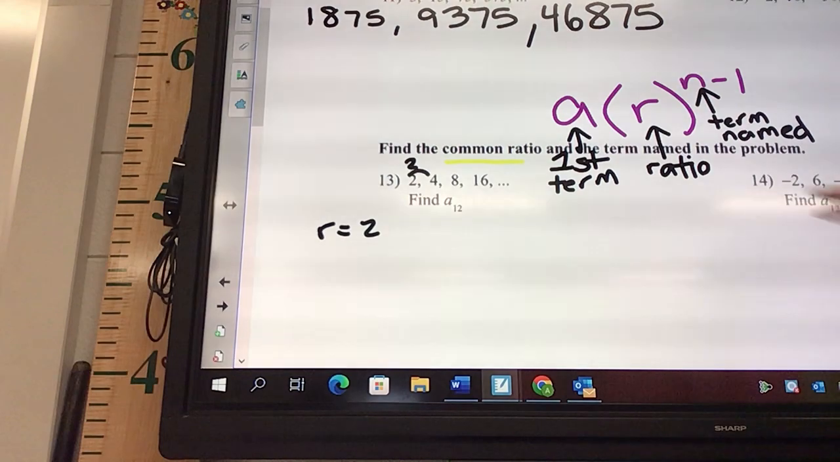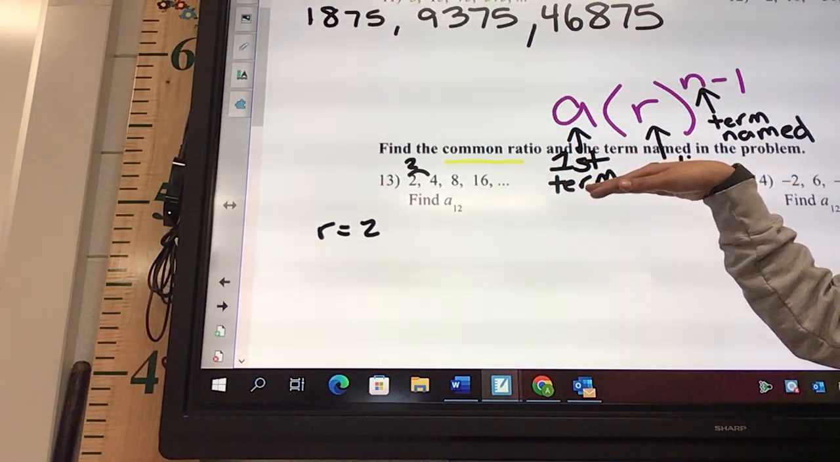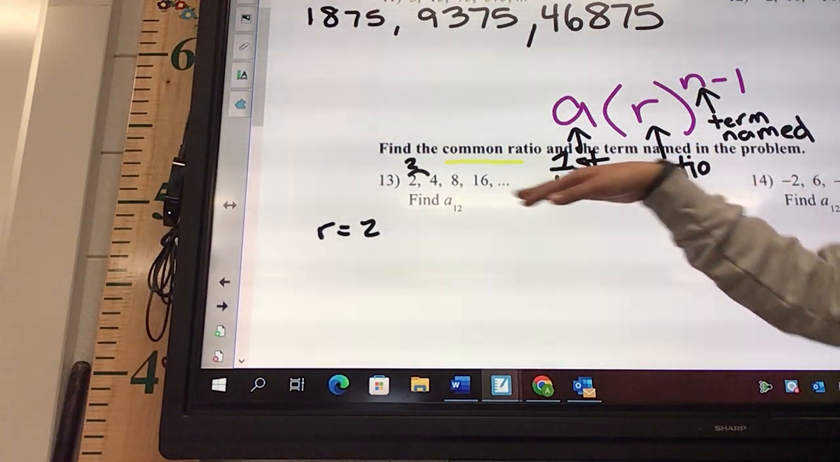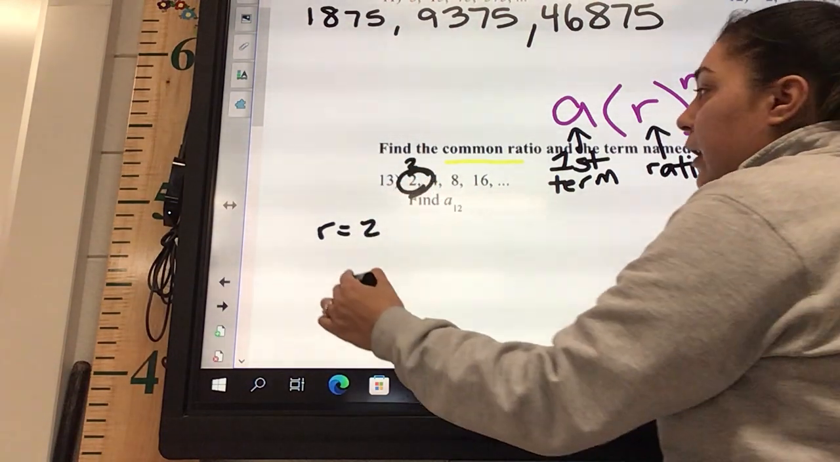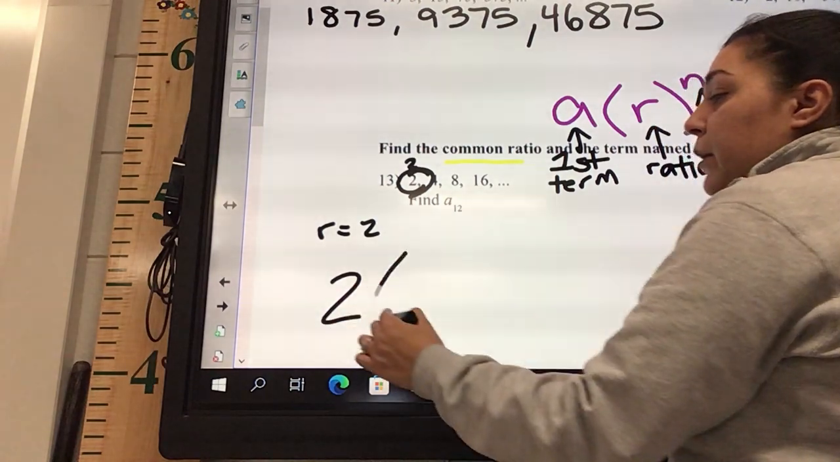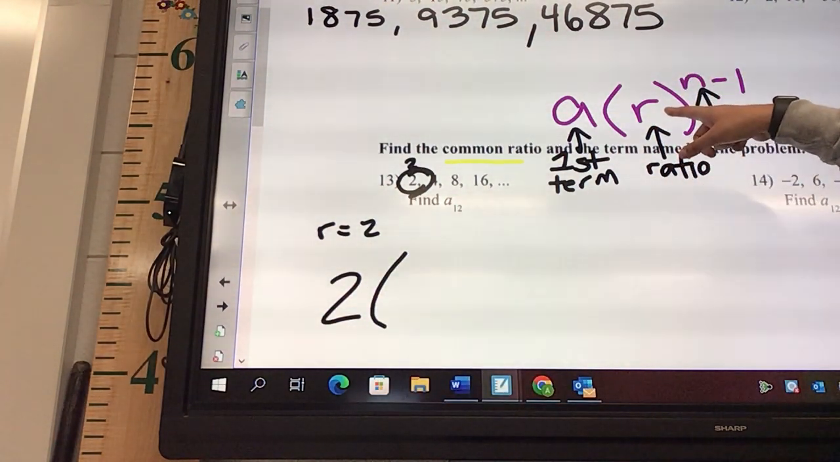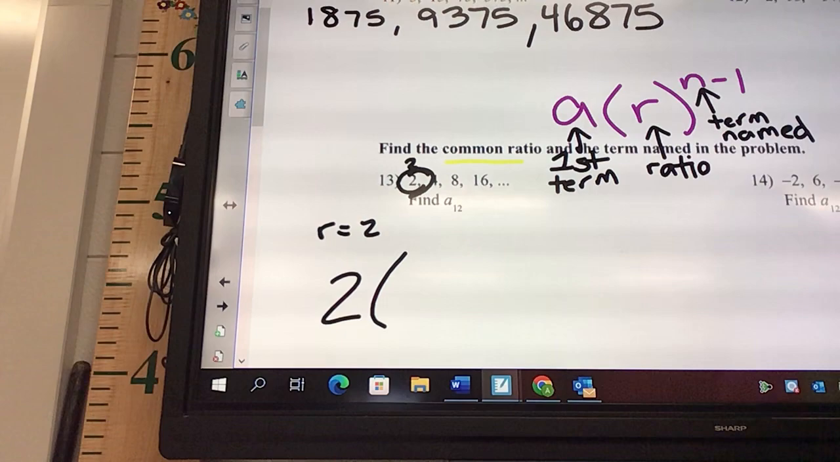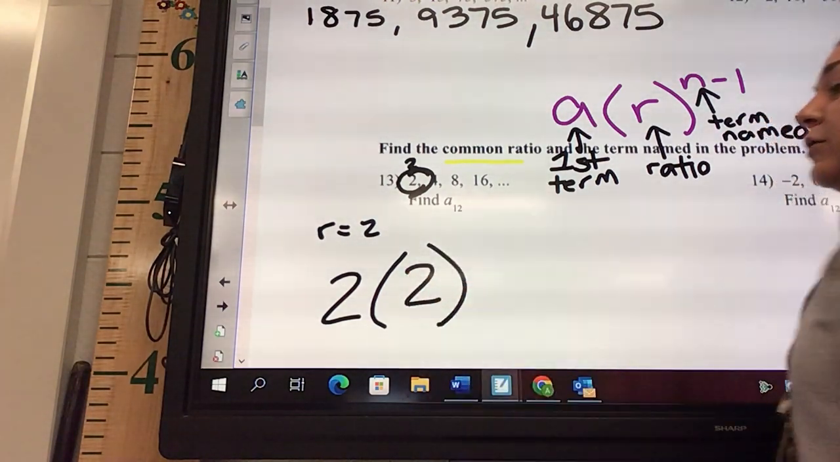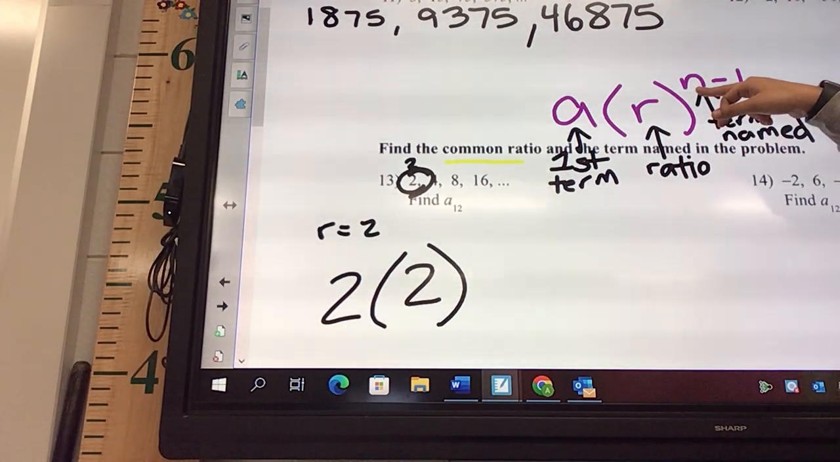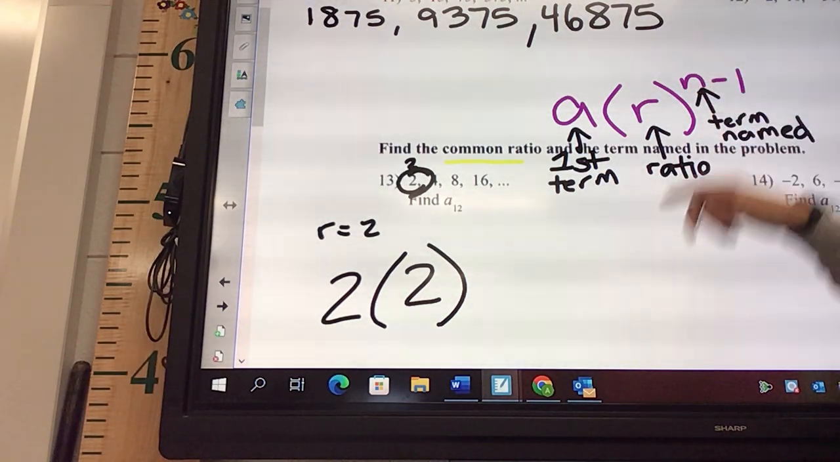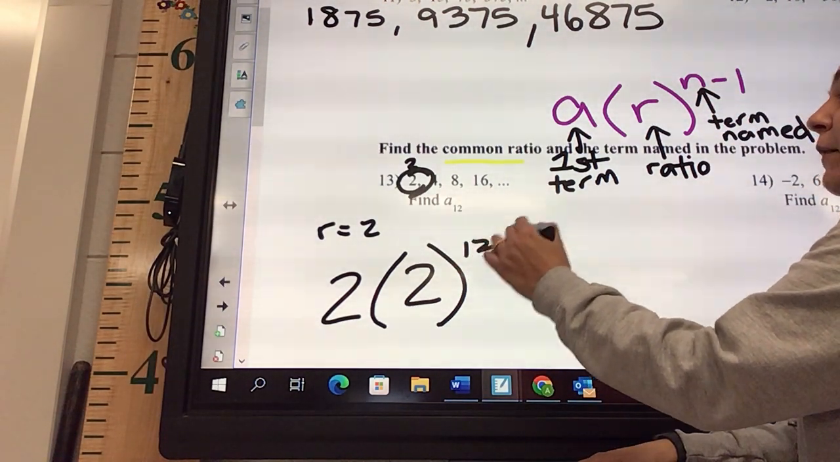So what is our first term in the sequence? Look at your list. 2. It's this very first piece that is our A. So we're going to say 2, parentheses, what is my R, my ratio? 2. To the N, what term are they telling us to find? Look at your problem, what does it say? Find a 12. So you're going to put 12 minus 1.